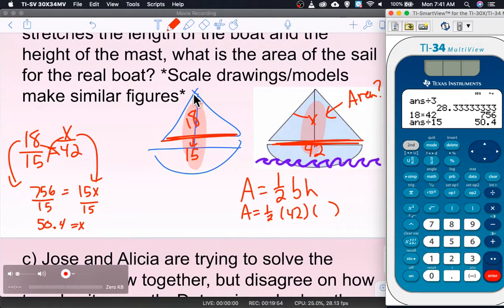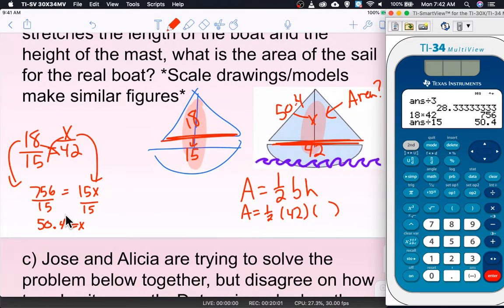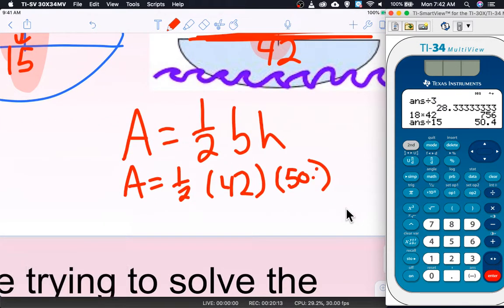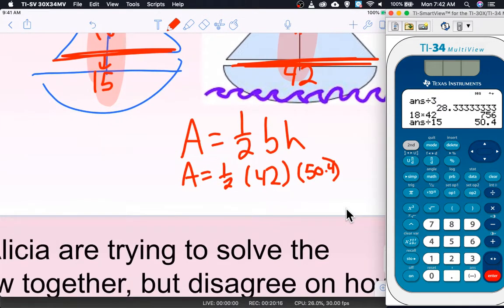And that makes sense. The mast is taller than the boat is wide. The mast of 50.4 is taller than the boat is wide. So it's 50.4 feet. And now that I know the height of the triangle, I can throw that in for the height of the triangle. 50.4. And our area is now just a couple button clicks away. 1/2 times the base times the height.